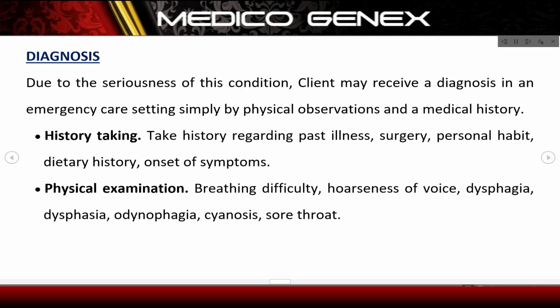Diagnosis. Due to the seriousness of this condition, a client may receive a diagnosis in an emergency care setting simply by physical observations and a medical history. History taking. Take history regarding past illness, surgery, personal habit, dietary history, and onset of symptoms. Physical examination. Breathing difficulty, hoarseness of voice, dysphagia, dysphasia, odynophagia, cyanosis, sore throat.